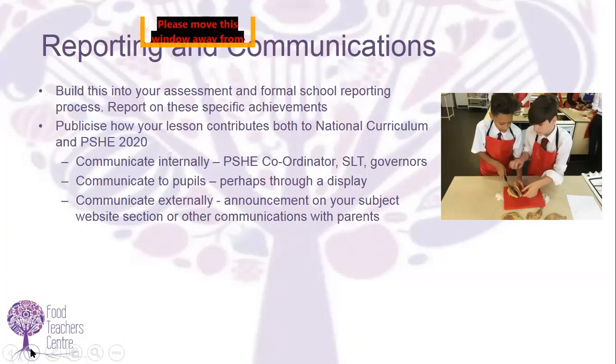And the final bit is about communicating outside. Is this something you ought to have when you get a little bit more time than you've probably got now? Is this something that you could review in your subject website section? Nearly every school's got their curriculum on the website, so that parents can read what it is that your subject contributes. And just check whether it is given a mention to show the contribution that you make to those wider aspects of the curriculum.